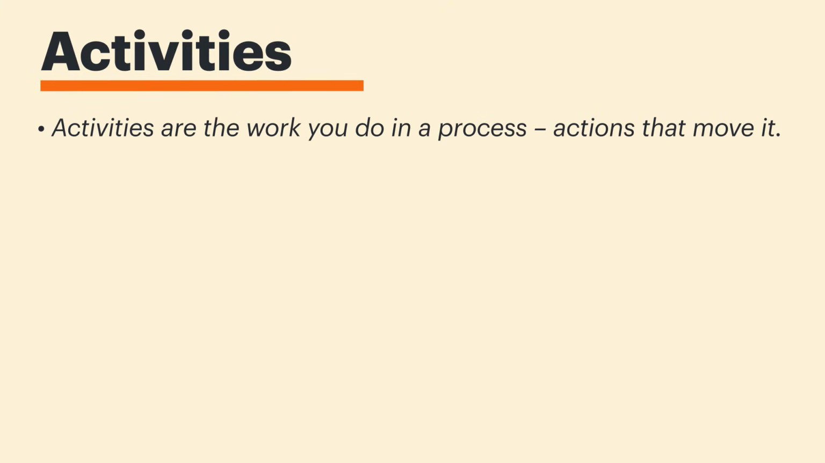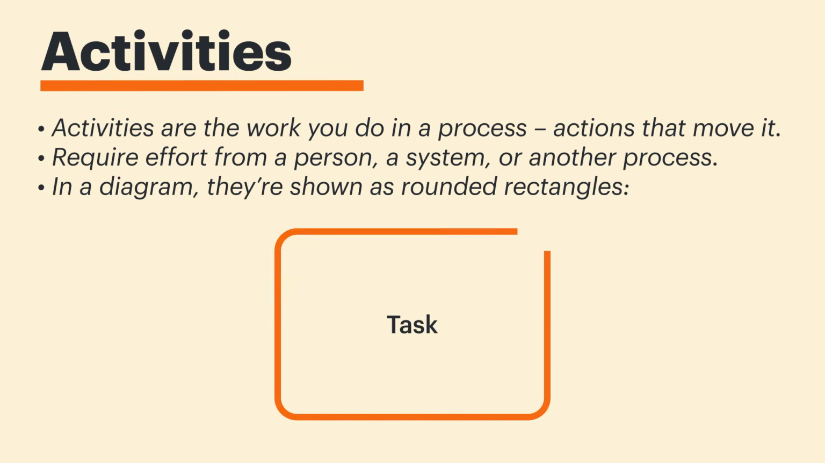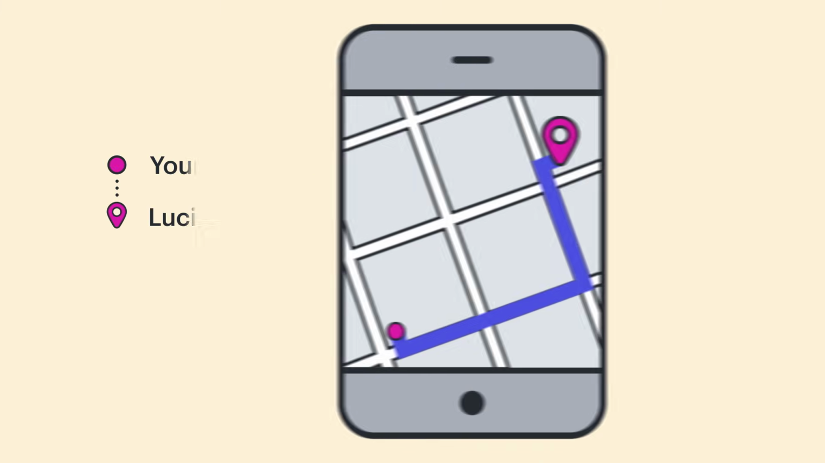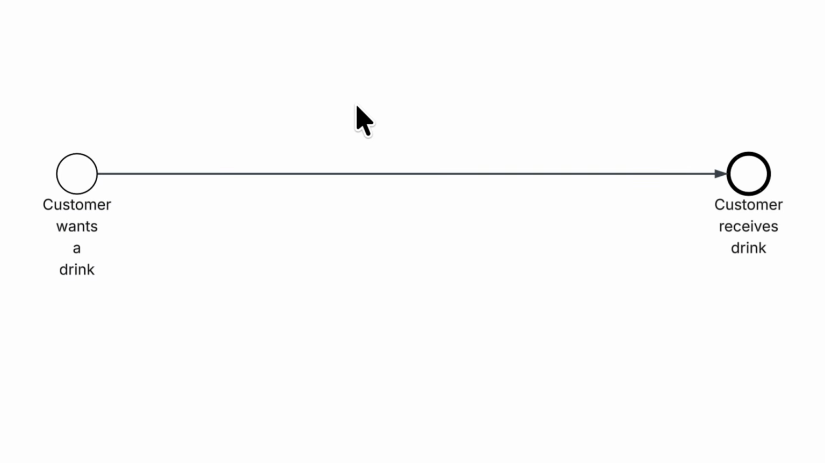Activities are the work you do in a process, actions that move it forward. Unlike events which just happen, activities require effort from a person, a system, or another process. In a diagram, they're shown as rounded rectangles. Some BPMN use symbols to show a task type, but for basic BPMN, you don't need them. In our map analogy, activities are things like walking, driving, or turning at an intersection. Each of these requires action. They're the work you actually do to move the process forward. So in our vending machine BPMN, activities are the steps that need to be taken to get our drink.